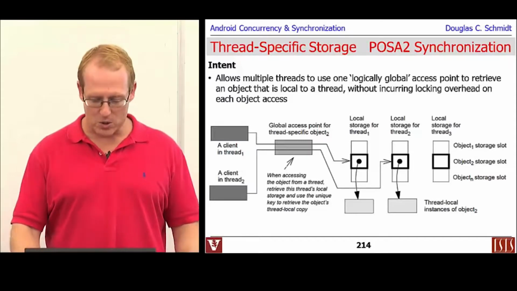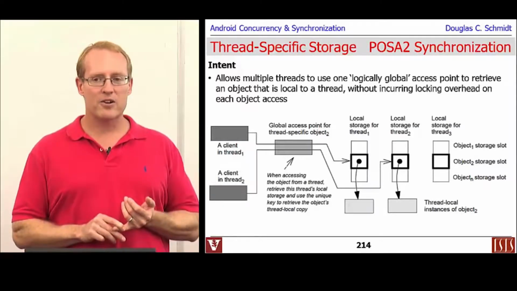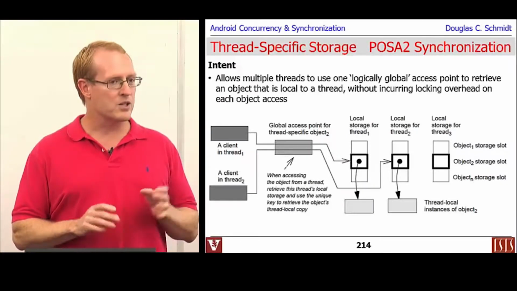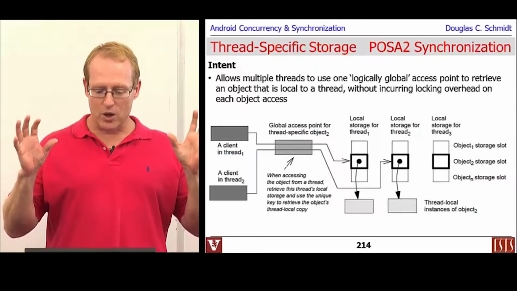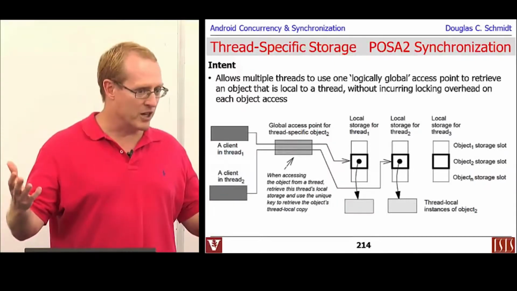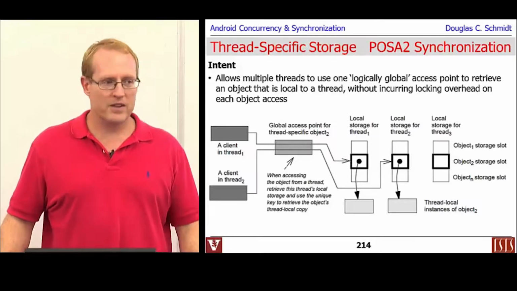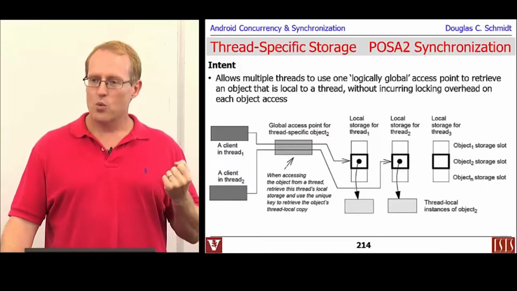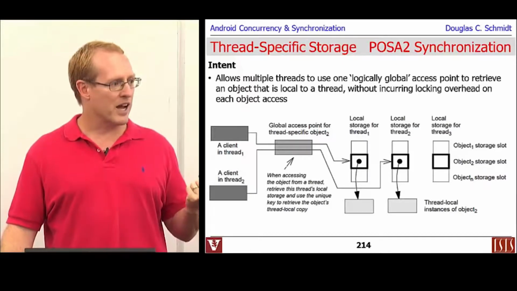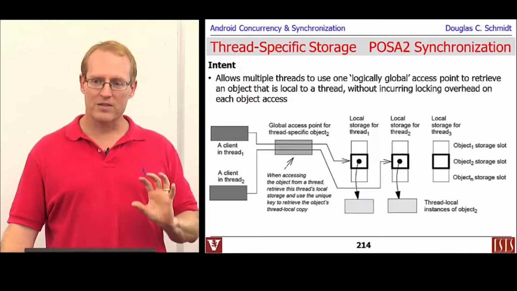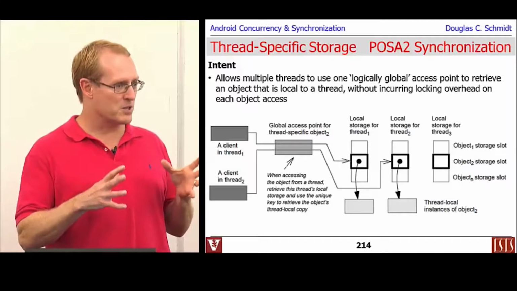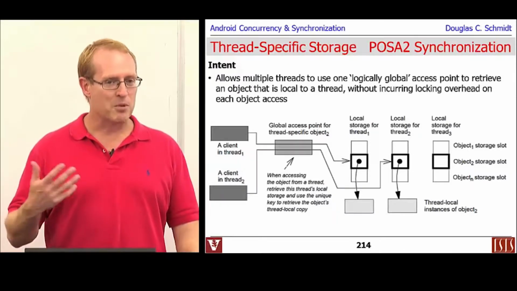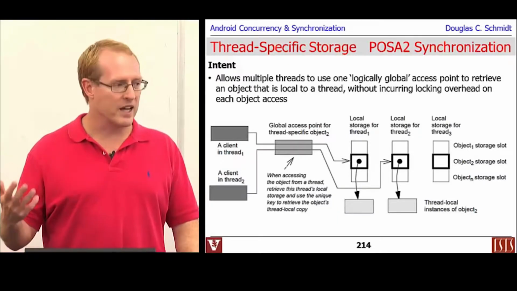It's called thread-specific storage. The intent of this pattern is to allow multiple threads to use one logically global access point object, for example, to retrieve instances of objects that are local to a thread, stored local to a thread, without incurring locking overhead on every access. So you don't have to incur the overhead of locking, but you're getting stuff that's thread-specific, and therefore capable of being used without having to worry about contention.